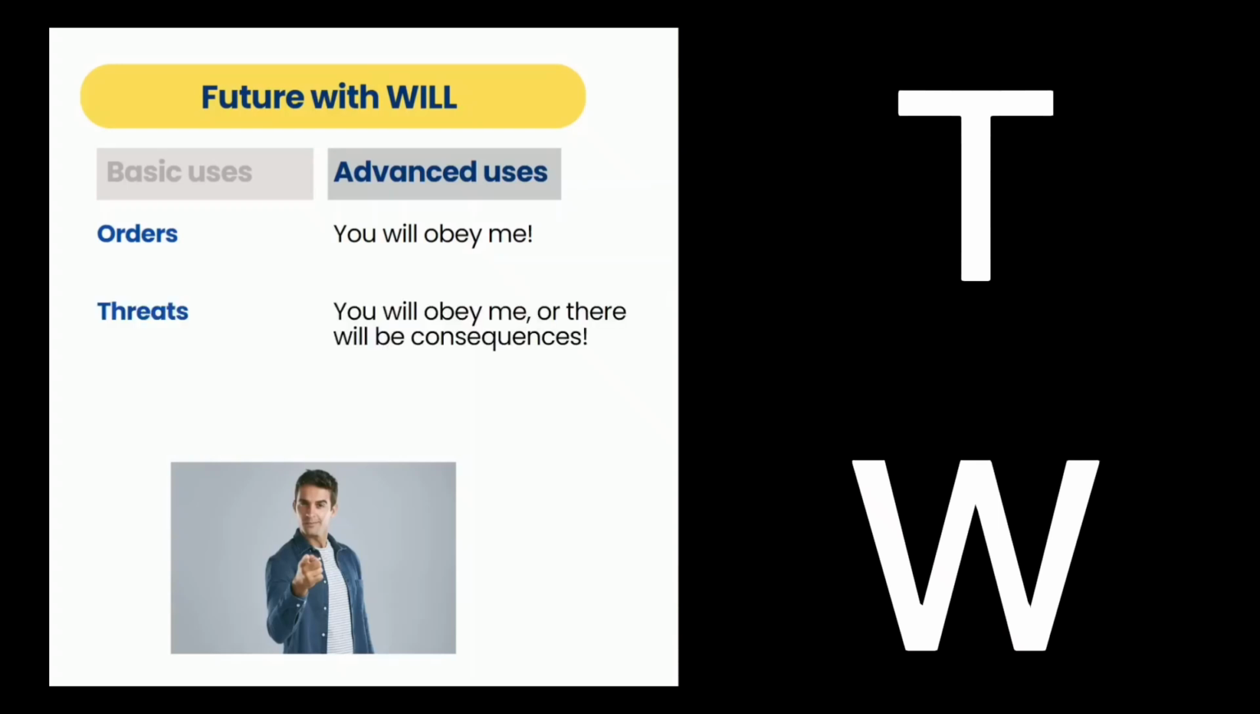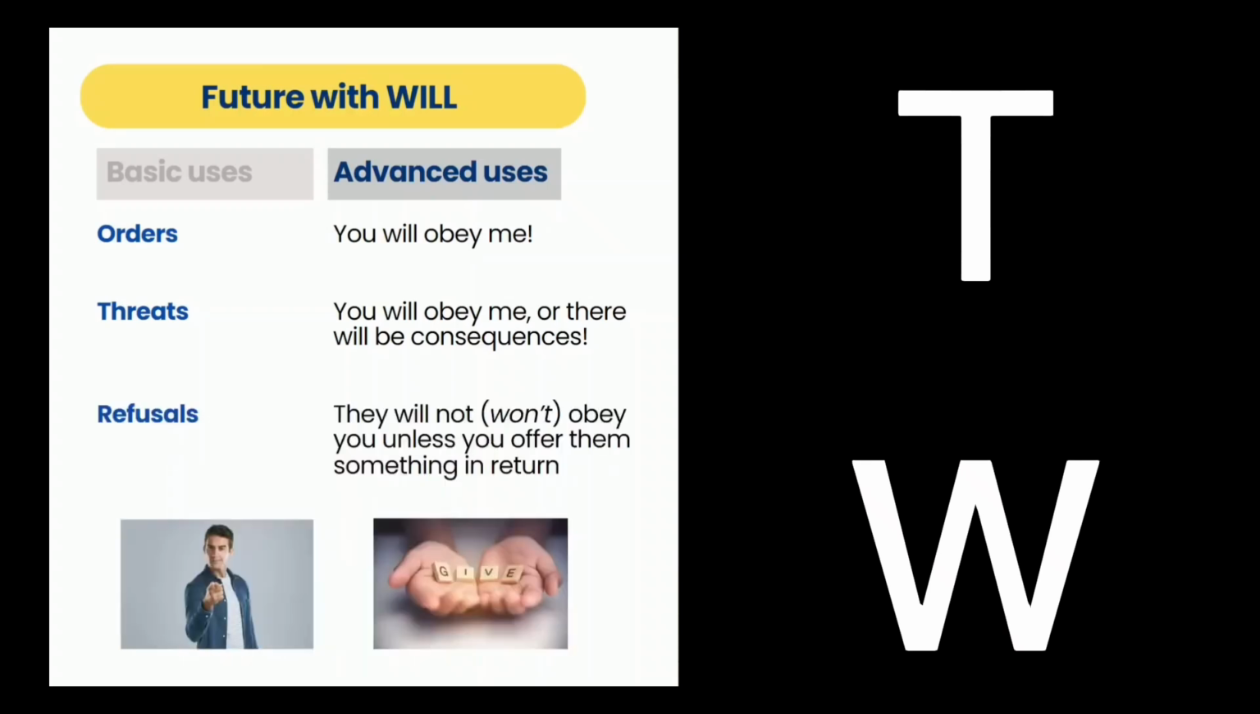Threats also go with will. Let's expand this sentence. You will obey me or there will be consequences. So will suggests the threat coming afterwards. But will is also used to refuse these orders and threats. They will not or they won't obey you unless you offer them something in return.